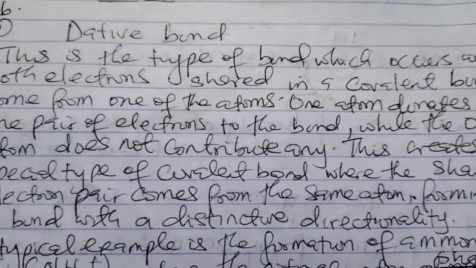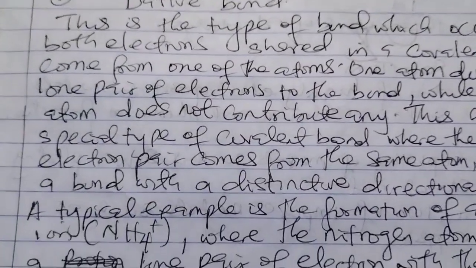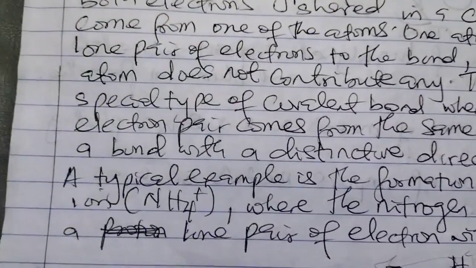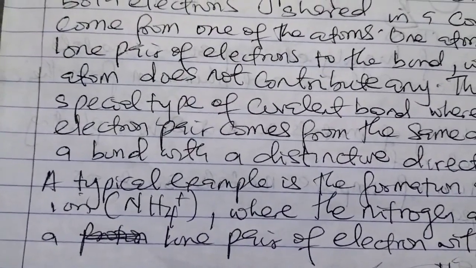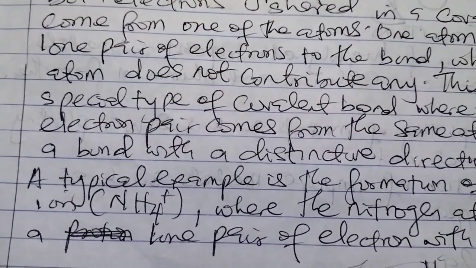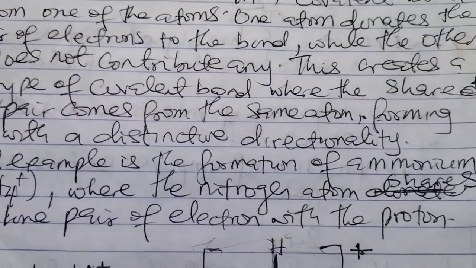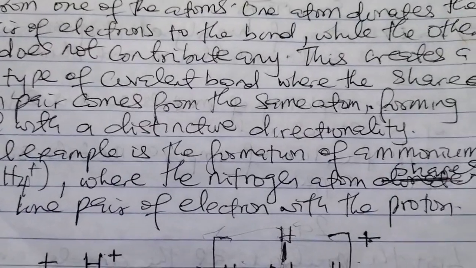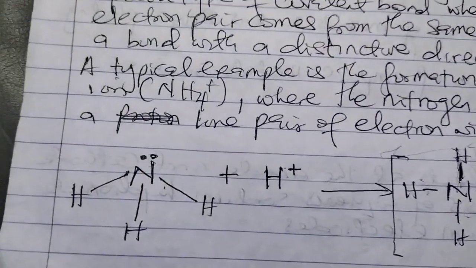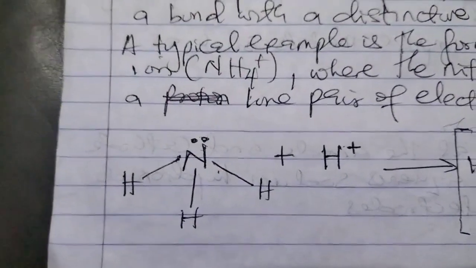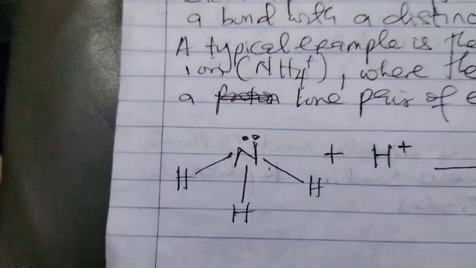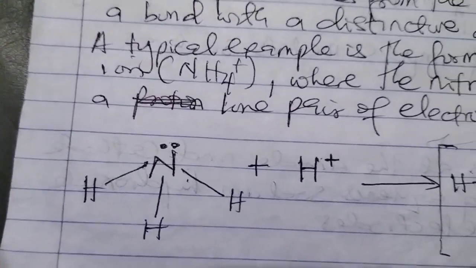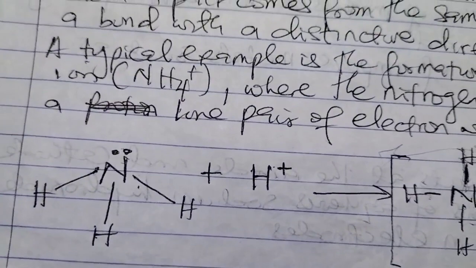So you can see it. A typical example is the formation of ammonium ion, NH4+, where the nitrogen atom shares a lone pair of electrons with the proton. So you can see the schematic illustration. You can see ammonia with its trigonal pyramidal shape, and it has the lone pair of electrons, those two dots on top of nitrogen, combined with hydrogen ion, which is also referred to as a proton.